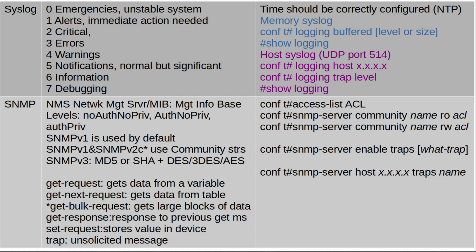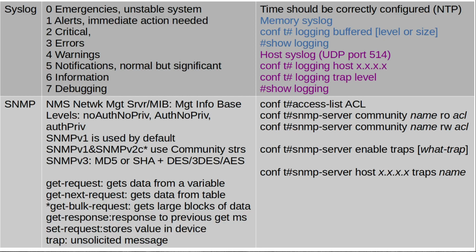The SNMP messages are get request, get next request, get bulk request. This will try to get information from your device. Your device will respond with a get response packet, and you can also store new values. That means that you can configure your device remotely with SNMP using the packet set request, and your devices can also send you unsolicited messages to the NMS using traps.